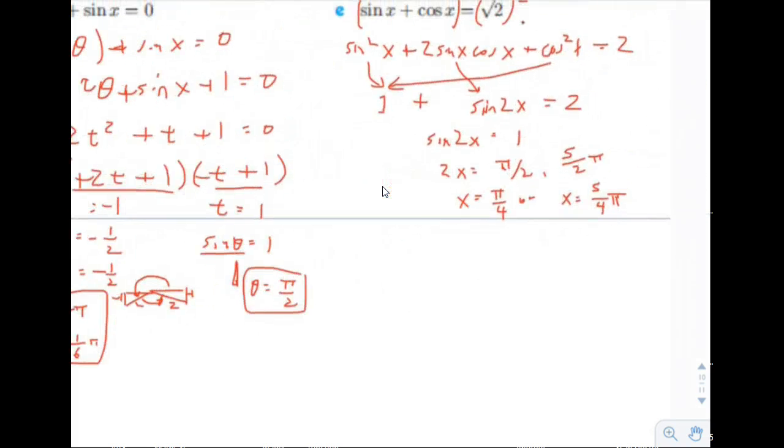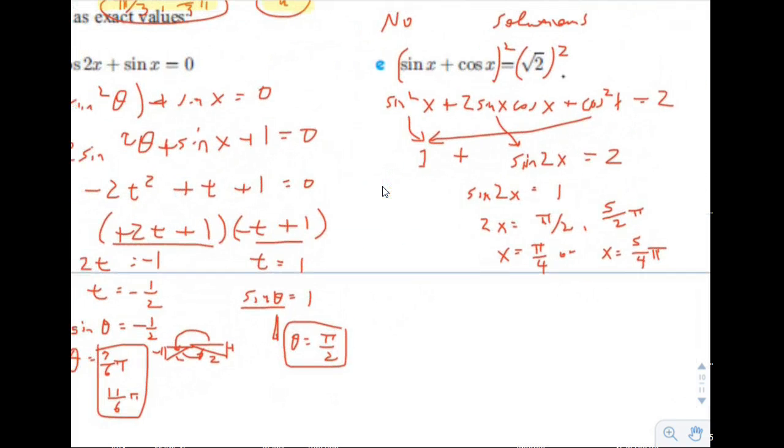Moving on to the last one, e. Sine of x plus cosine of x equals the square root of 2. This is a pretty tricky one. You can't directly substitute anything in here to make the sines into cosines. You have to square both sides. And if you square both sides, then you're going to get an expression with only a sine or only a cosine, and then it makes it possible to solve it without a calculator.